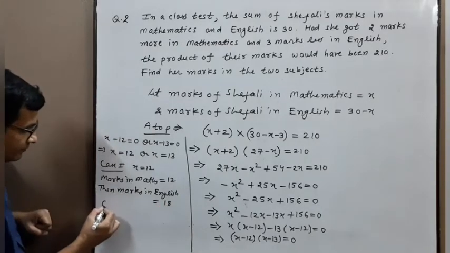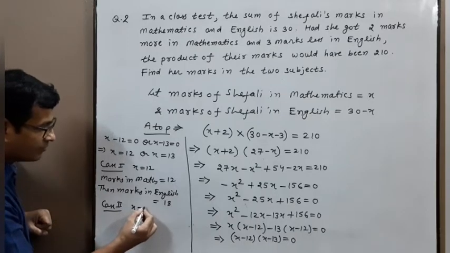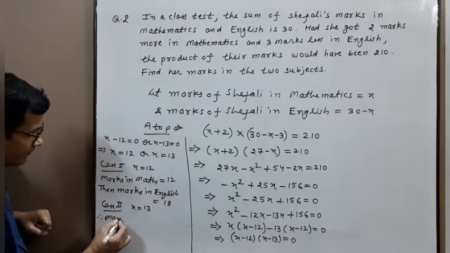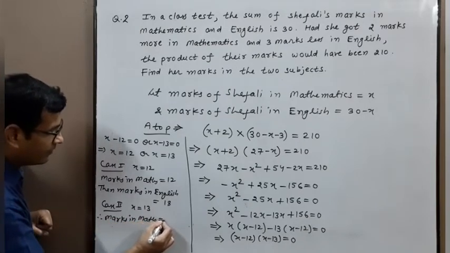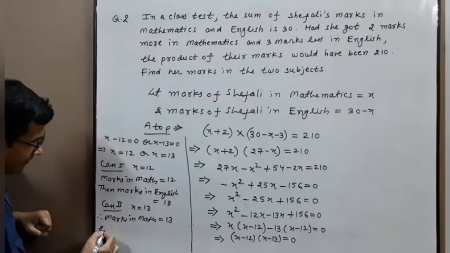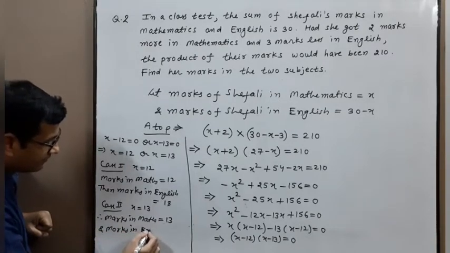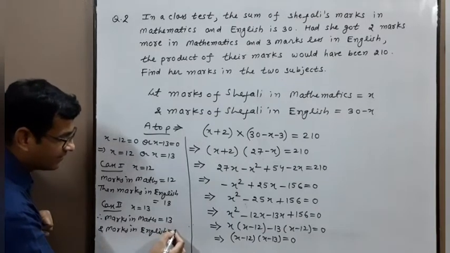Case second, x equal to 13, therefore marks in maths is equal to 13 and marks in English is equal to 30 minus 13, 17.